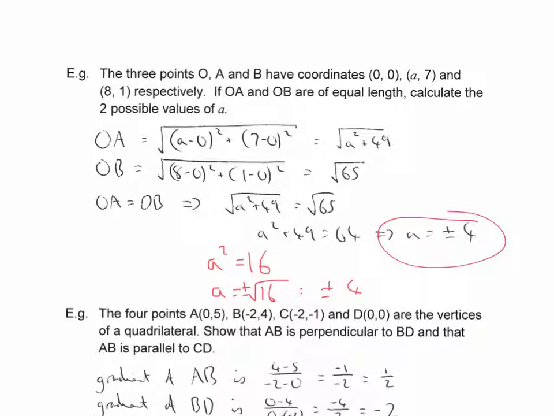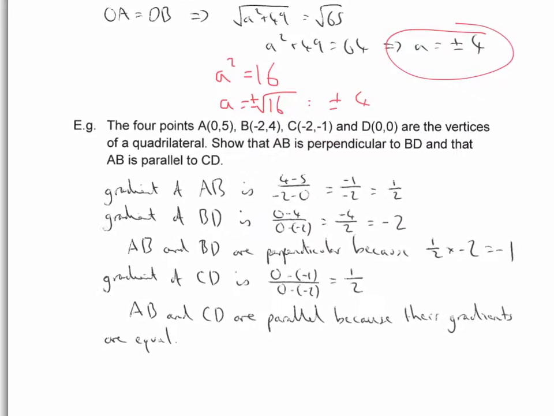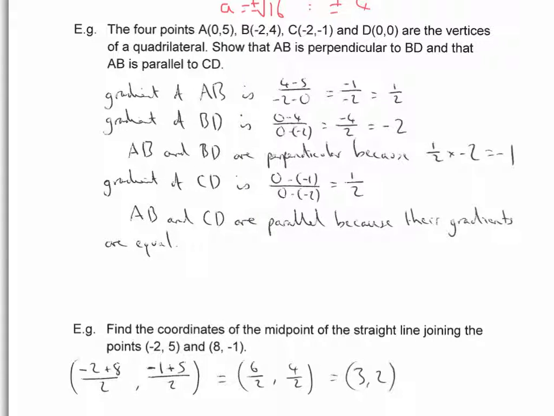Okay? So, next example down here, it says the 4 points A, B, C and D, we know all of them, are the vertices of a quadrilateral. Show that AB is perpendicular to BD and that AB is parallel to CD. So if we've got perpendicular sides, we've got options here. It could be a square or it could be a rectangle. So being asked about perpendicular, perpendicular is immediately making me think about the fact that the product of gradients is -1 or negative reciprocals. So let's look at AB first of all.